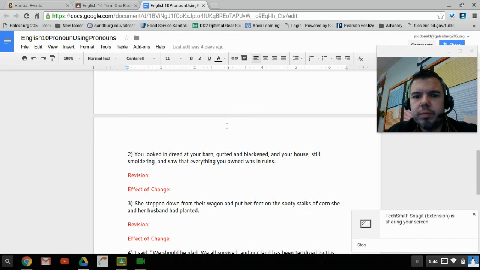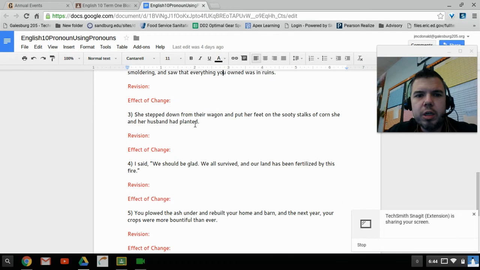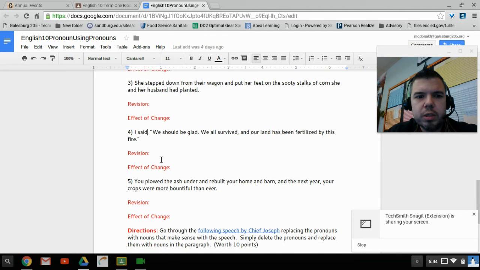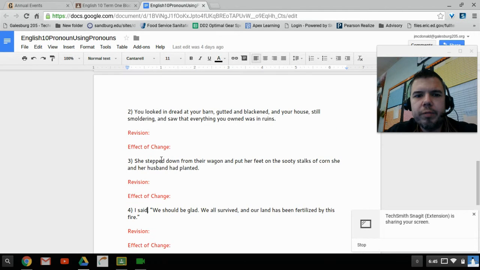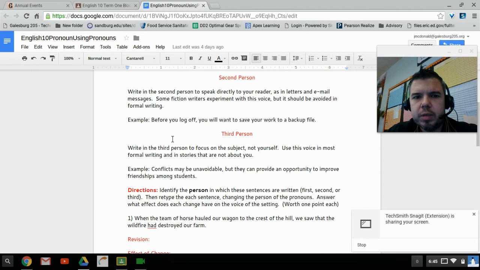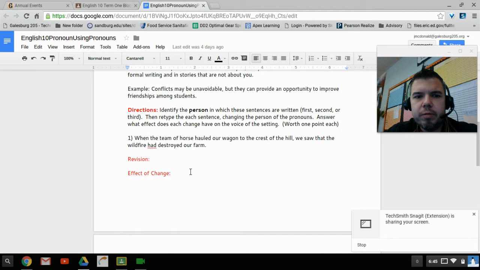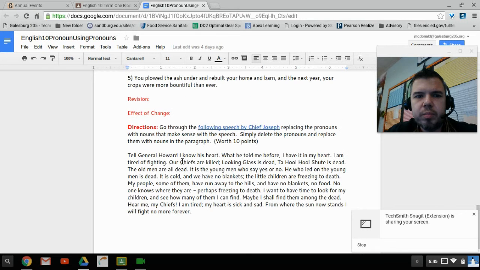So with this example, make sure that you change to a different person. She stepped down. The second I see she, I see third person. First person. That's how you go through that one. So go through that, take some time, identify the person, and then rewrite the sentences in a different person.